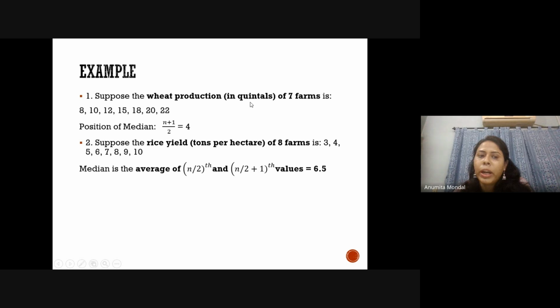In the first case, where n is odd, our median will be the (n plus 1) by 2 position value, which is equal to the fourth position value. This is our 15. And for the second case, when n is an even number, say 8, then our median will be the n by 2 position value plus the n by 2 plus 1 position value, take their sum and divide by 2, and the value will be 6.5.